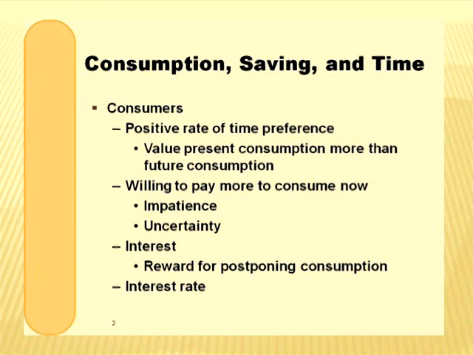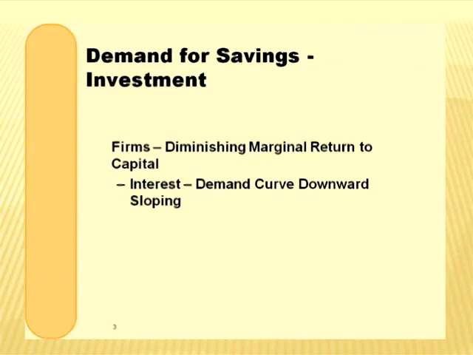And the reason for that, there's actually two reasons. First, you're impatient, and you'd rather have it now rather than in the future. But the second reason is there is a level of uncertainty associated with future transactions. As a result, interest is the reward for postponing consumption. The interest rate represents how much you receive to reward you to do without today in order to receive more in the future.